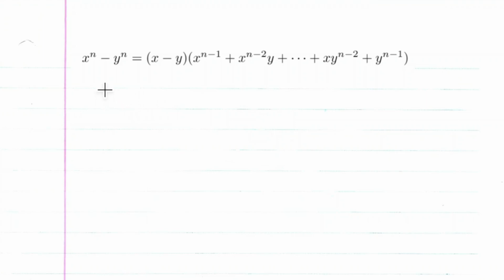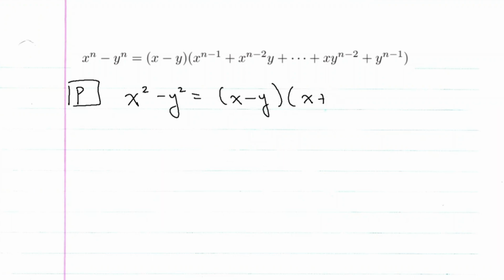Today we're going to prove this identity. x to the n minus y to the n is equal to x minus y times this expansion. Now this is the generalization of this property that we've been discussing, which is x squared minus y squared is equal to x minus y, x plus y. And if you can see, this is the general expansion.